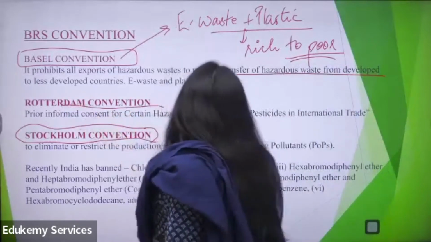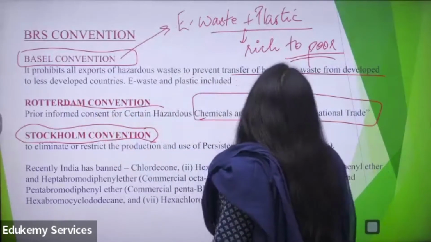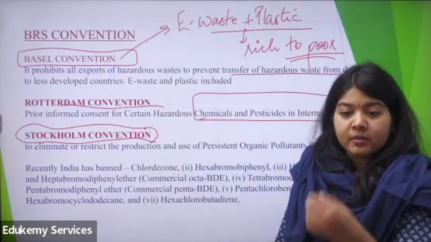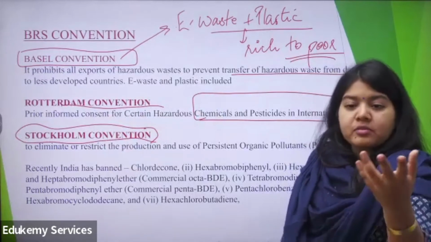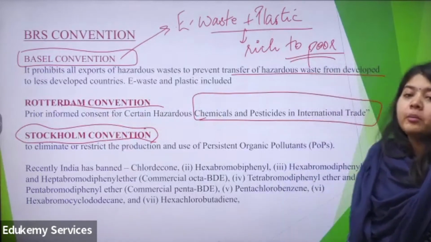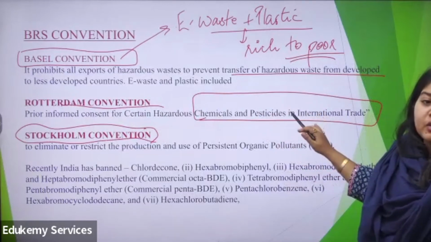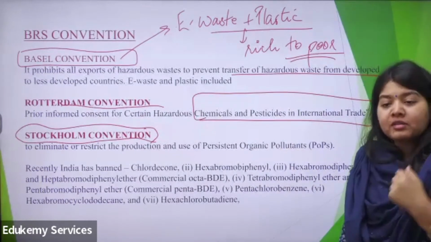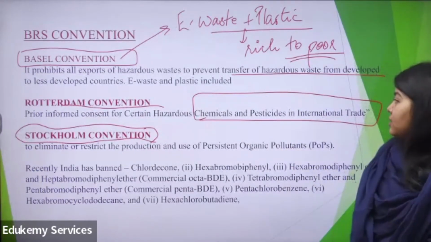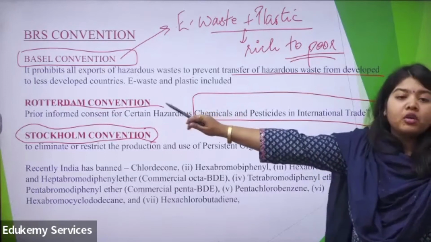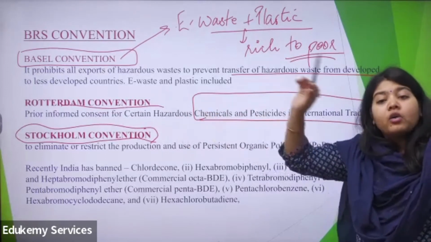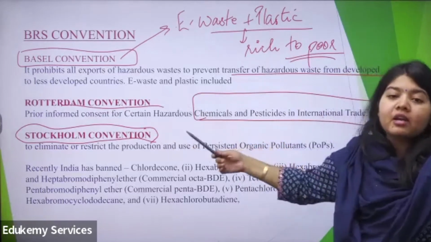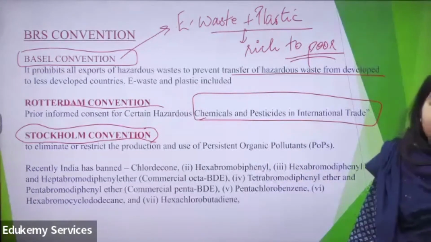Next is Rotterdam. Rotterdam is for pesticides and chemicals in international trade. Yes, very recently India was one of the importers of hazardous waste, plastic waste. Anyways, but now we have actually recycled almost all of the plastic. I think one student told me in the class. Now coming to Rotterdam, you need a prior consent for trade and transfer of certain chemicals and pesticides.